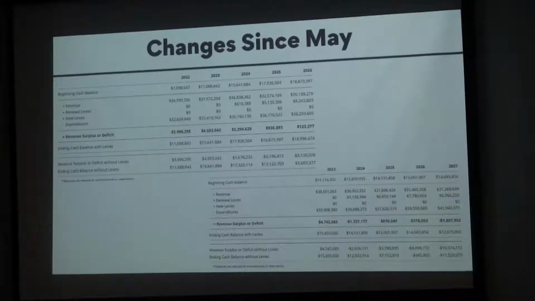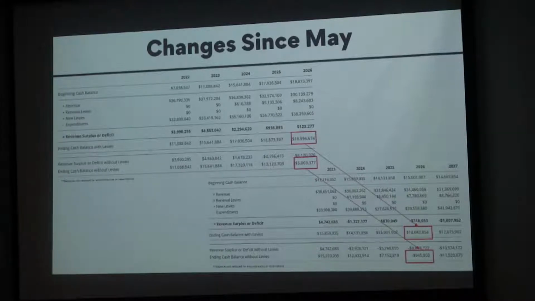But to provide some context for the numbers, so that we're comparing apples to apples, if you look at this line item here, that is the ending cash balance with the levy included. In May, we were looking at, in fiscal year 26, ending at 18.9 million. Now that's dropped down to 14.6. And then if you look at the bottom line, the ending cash balance without the levies, in 26, the May forecast said we would be at about 5 million. Now we're looking at a negative cash balance of negative 945,000.